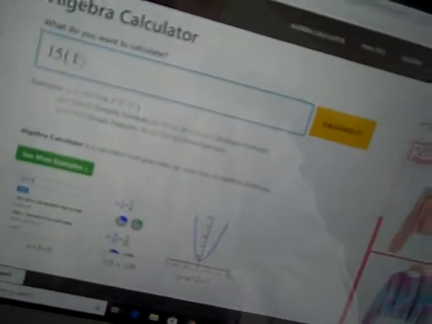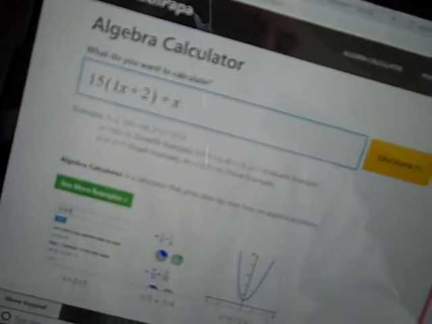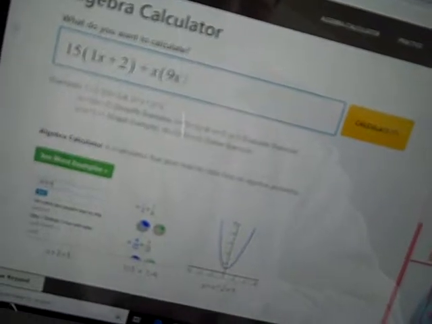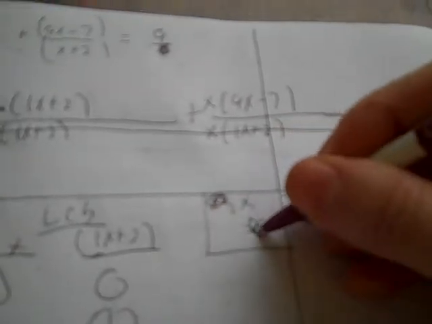Okay, so on the left side of the equation, I have 15 quantity 1x plus 2 plus x quantity 9x minus 7. Okay, and that's 9x to the second plus 8x plus 30. On the other side, you're going to get 9x to the second plus 18x. Okay, now I have x to the second and x. So at first I think equals 0, but the x to the seconds have the same coefficient, meaning they can cancel. And now I have an equation where I have x only, okay?